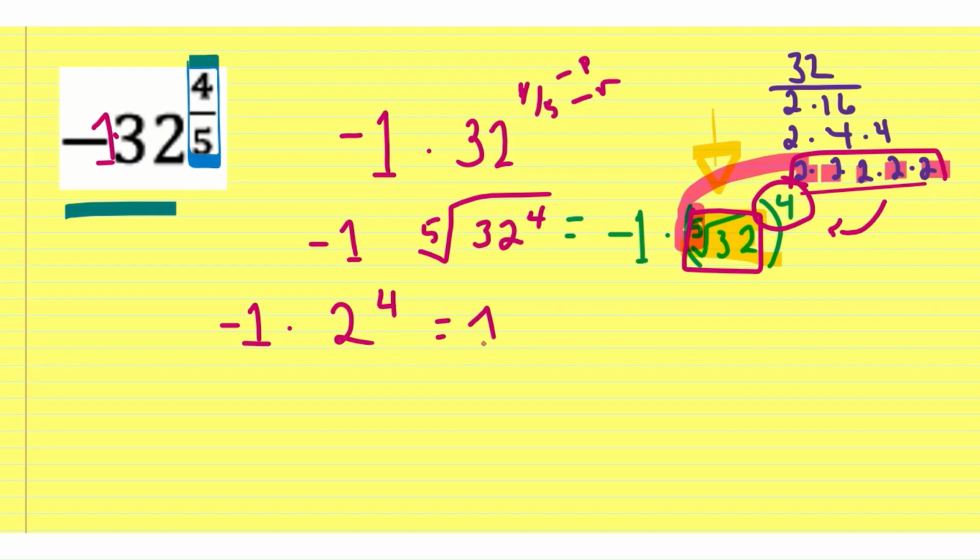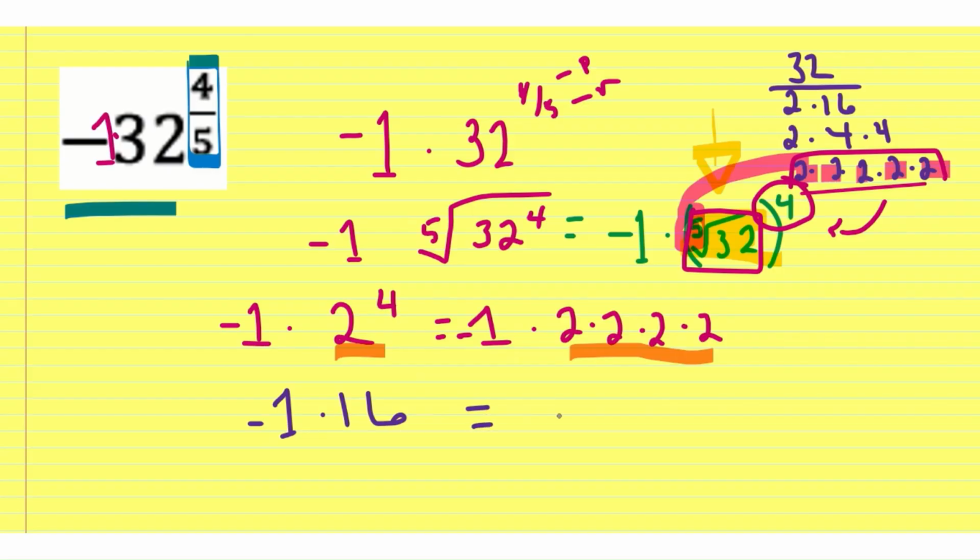So I can do -1 times 2 times 2 times 2 times 2. Do we all agree that 2 to the fourth power is equal to 2 times 2 times 2 times 2? Yes. Okay, so that means that I now have -1. Oop, and I think I forgot my negative right there. -1, and then 2 times 2 is 4, times 2 is 8, times 2 again is 16, so times 16. And so my final answer is going to be -16.